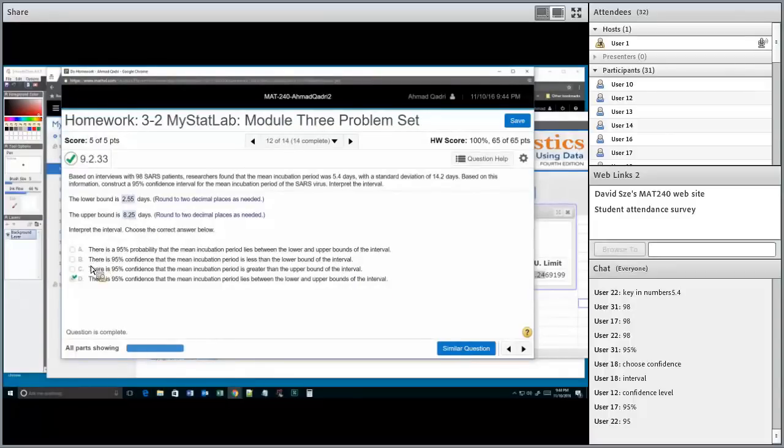Notice B and C are incorrect, even though they say confidence, but the first one says that the mean incubation period is less than the lower bound. The second one says it's greater than the upper bound. Well, that's wrong. The correct interpretation is that it's between the lower and the upper bounds, right? So D is correct. A is wrong because, again, it's using the word probability with 95%. That's not right.